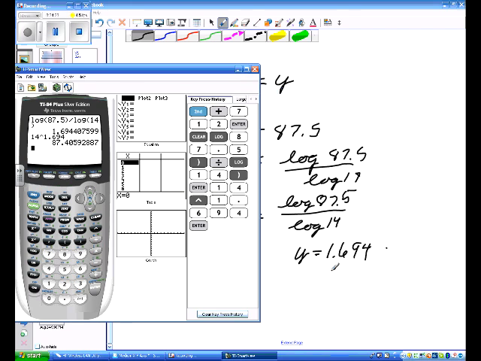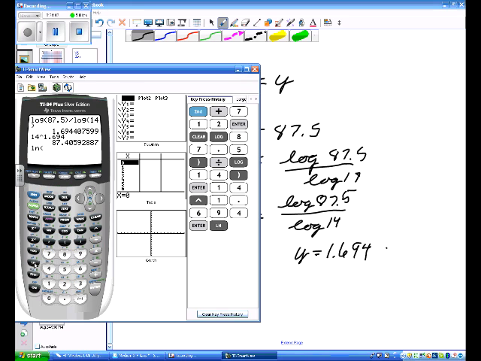That's why they are so important. It's one of our only ways of solving for exponents. Now, we did that in the common log. We could have just as easily taken the natural log of that. So let's take that same problem, and instead of the common log, let's do the natural log.